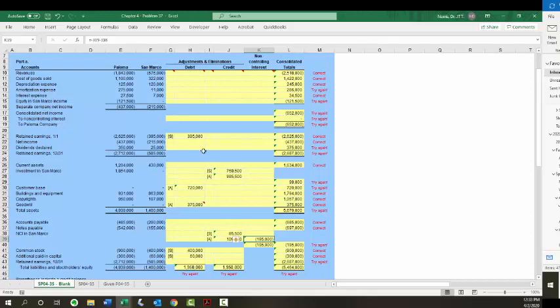The D entry is going to be the same, only just like the S and the A entry, we're going to split that because we didn't get 100% of the dividends. So this is going to be F23 times 90%. And then the remaining F23 times 10% goes into the non-controlling interest column. So that's the S and the A entry.